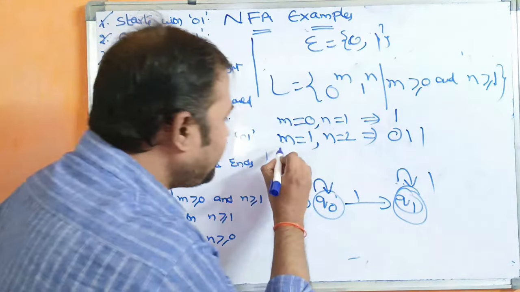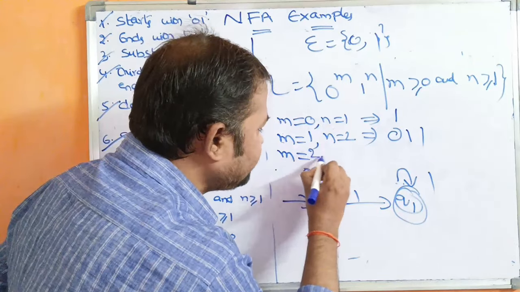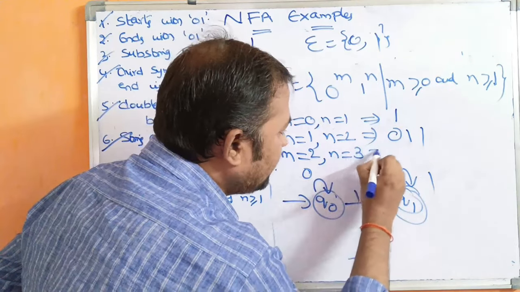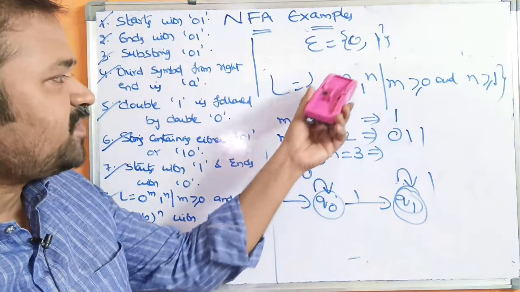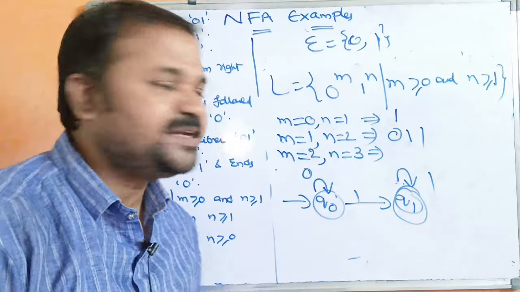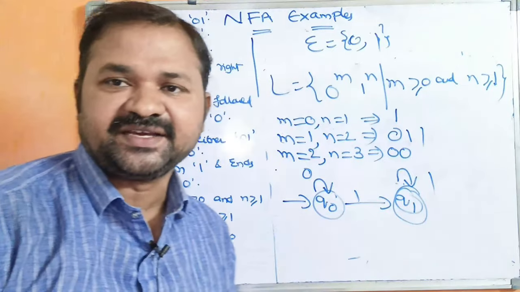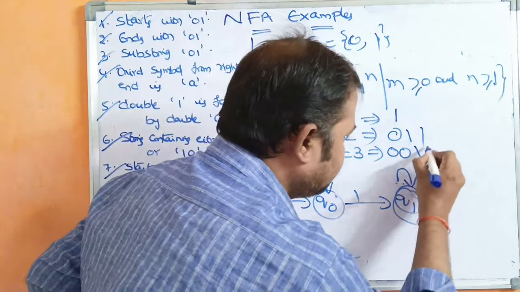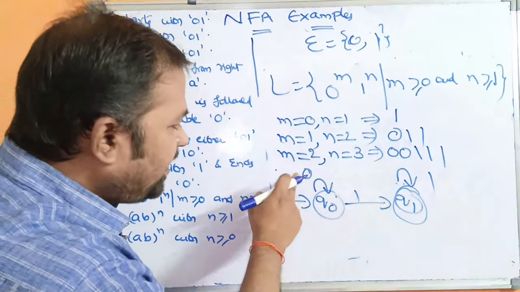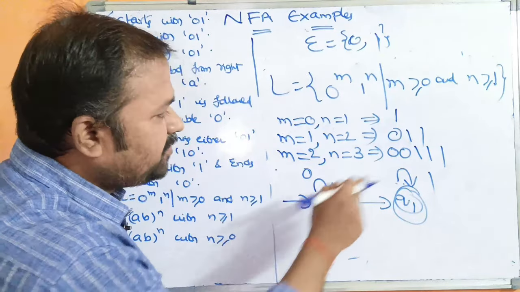Okay. Let us take one more scenario and check whether it is correct or not. M is equal to 2, N is equal to 3. So M is equal to 2 means 0 power 2, that means 2 zeros. N is equal to 3 means 1 power 3, which means 3 ones. So apply 0 on Q0, we will be at Q0 only.